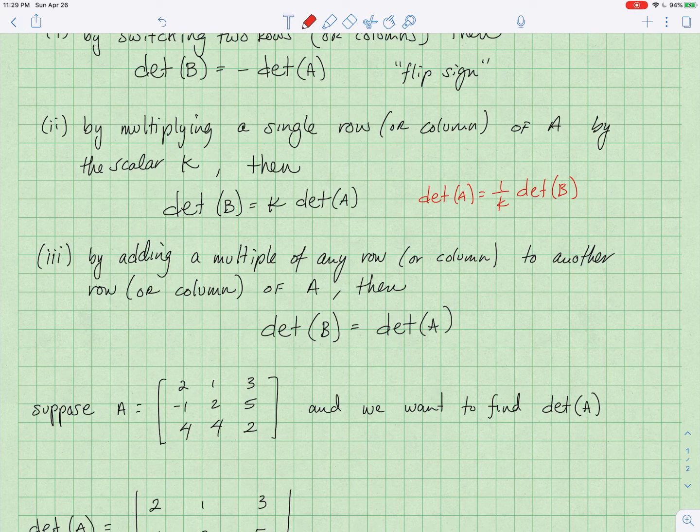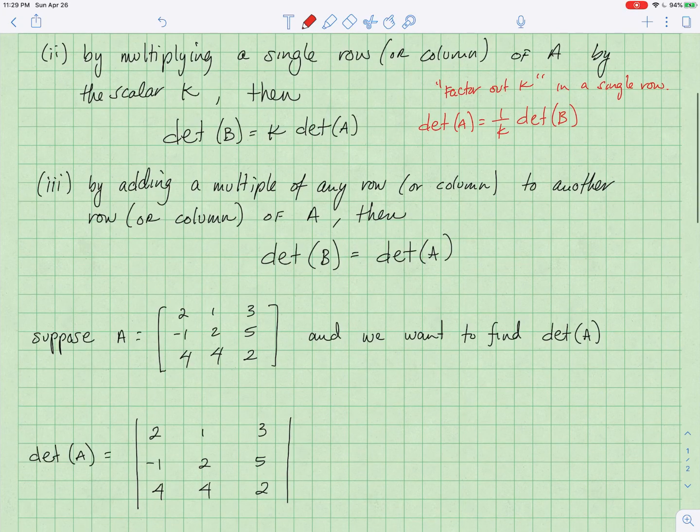So don't get too confused by this rule. It just means that you can factor out a value out of any row. So this is factor out a k value out of a single row, I should say, in a single row.